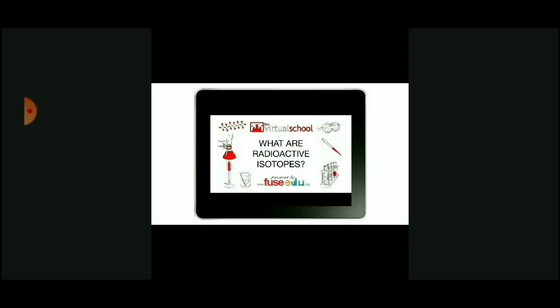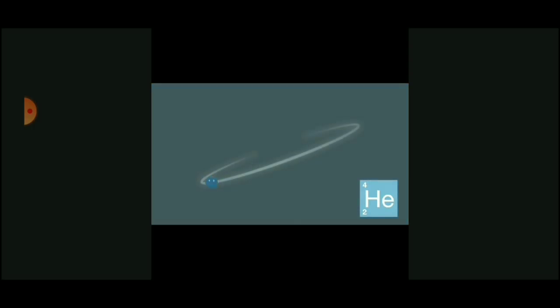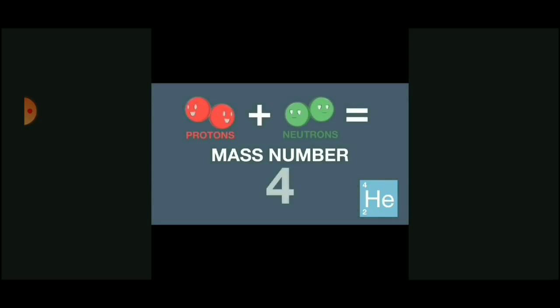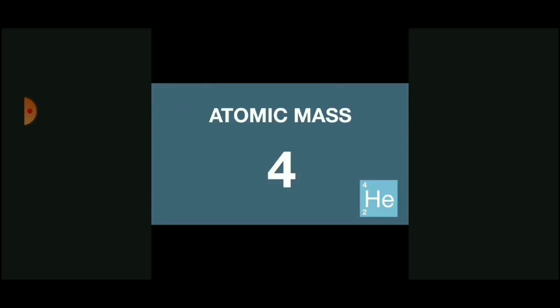As a quick reminder, here is the helium atom. You have 2 protons and 2 neutrons. That is equal to mass number 4. You know very well that mass number is the sum of protons and neutrons. So the atomic mass and the relative isotopic mass of helium is 4. Why? The clue is in the name.